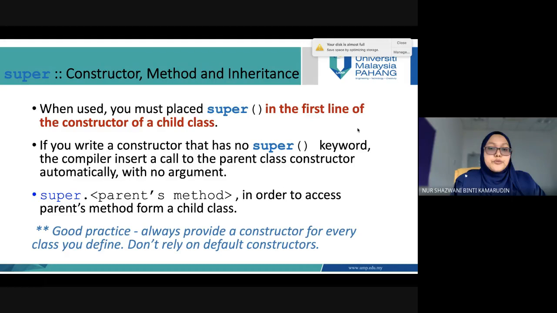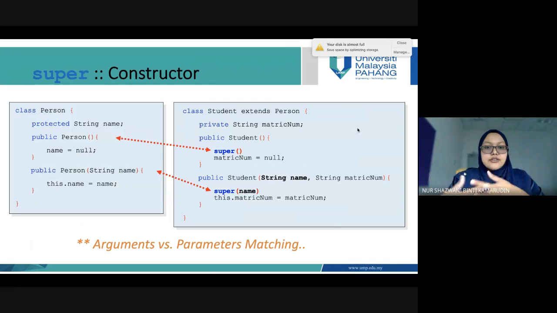If you're a good programmer, you must be really particular when you write code. For example, you write super dot the parent's method that you are trying to call in order to access the parent's method from the child class. Okay, let's take a look at the example here.